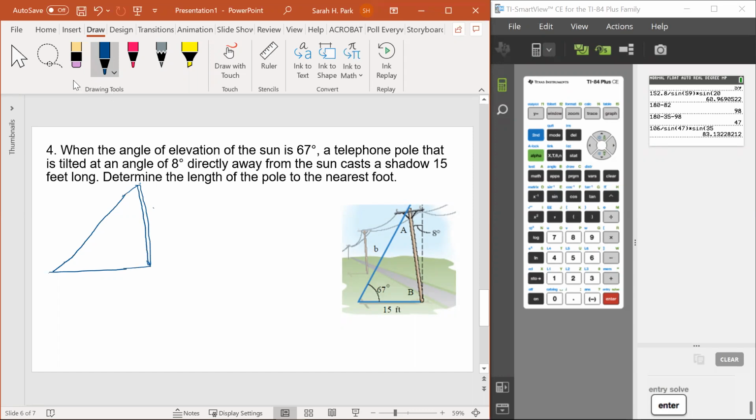So here we got 67 degrees. This is angle B. And here this is angle A, which means that 15 feet is little a because it's directly across. And this is B. So that makes this side C. And the side that's directly across from angle C is little c, which is what we're trying to find.